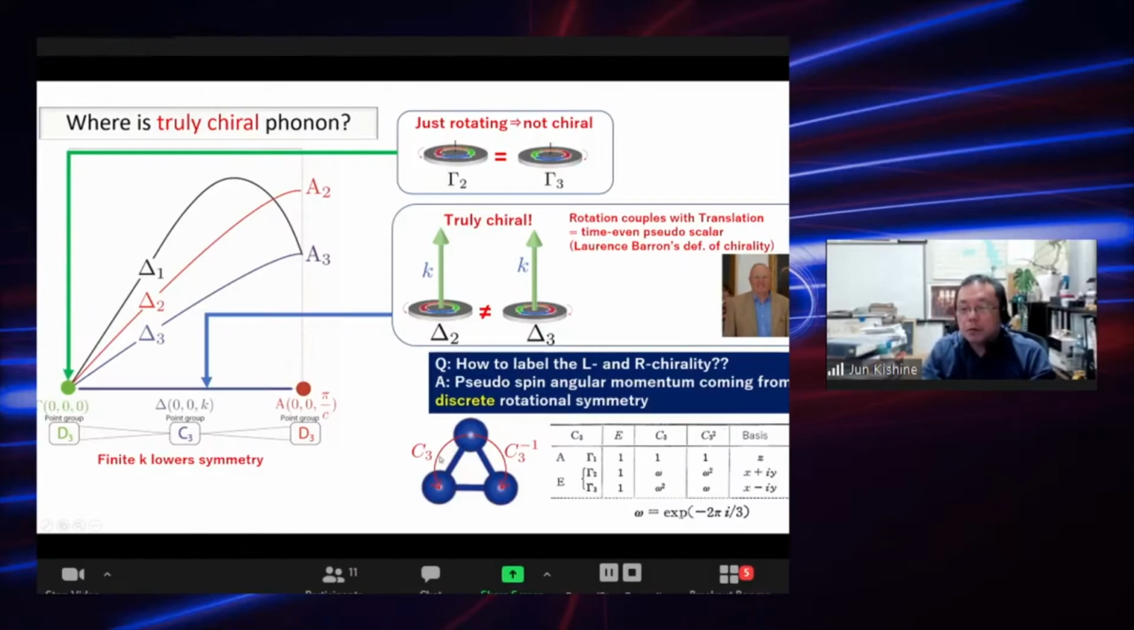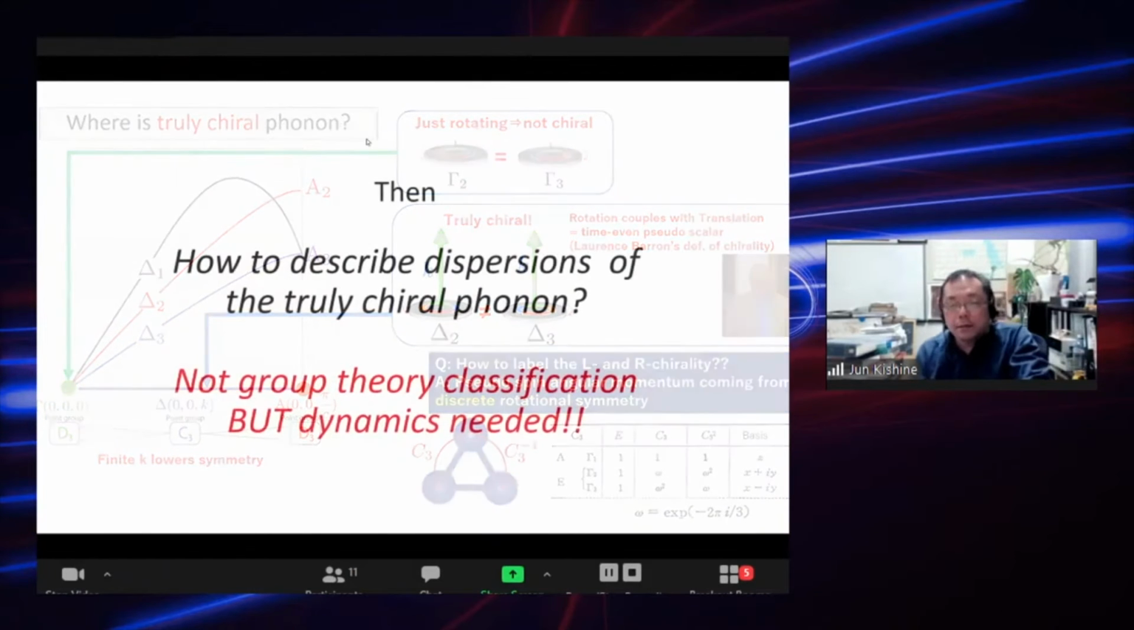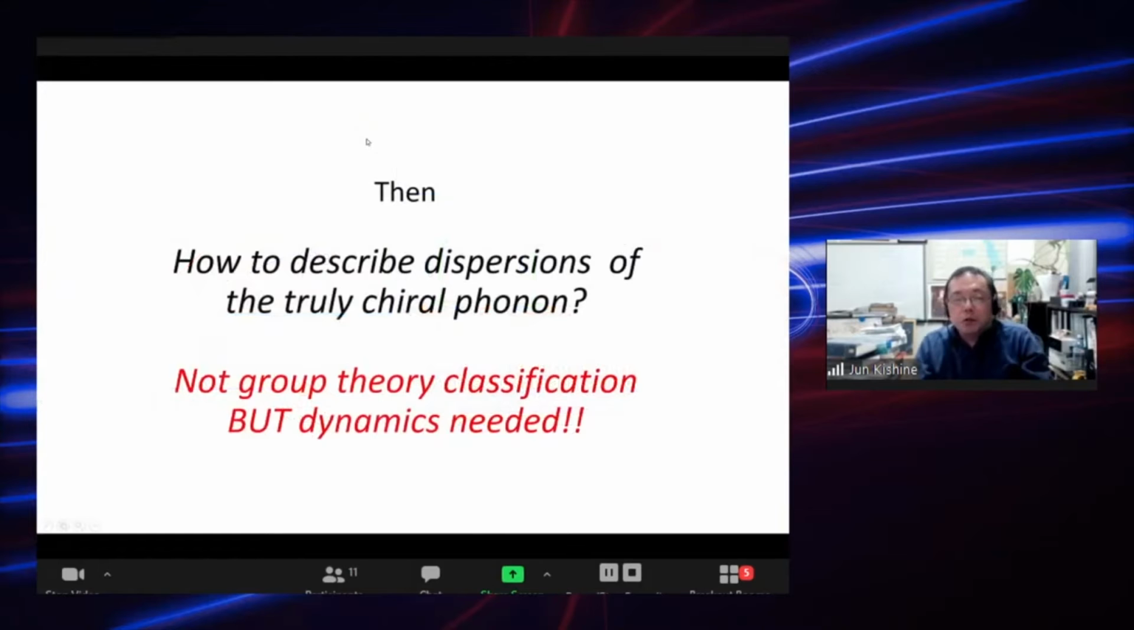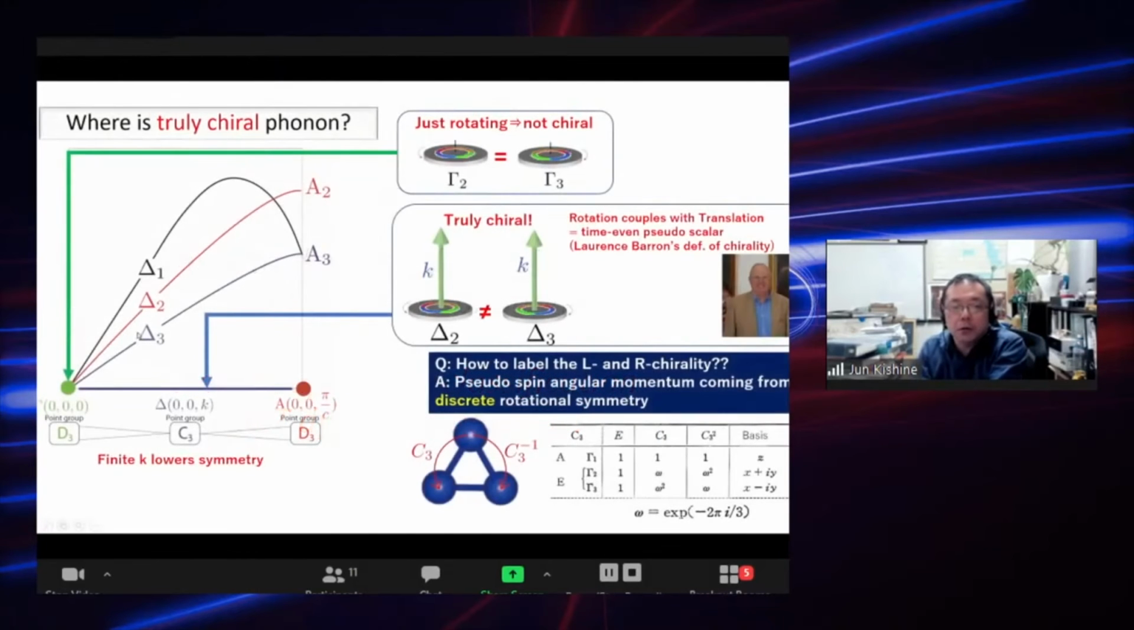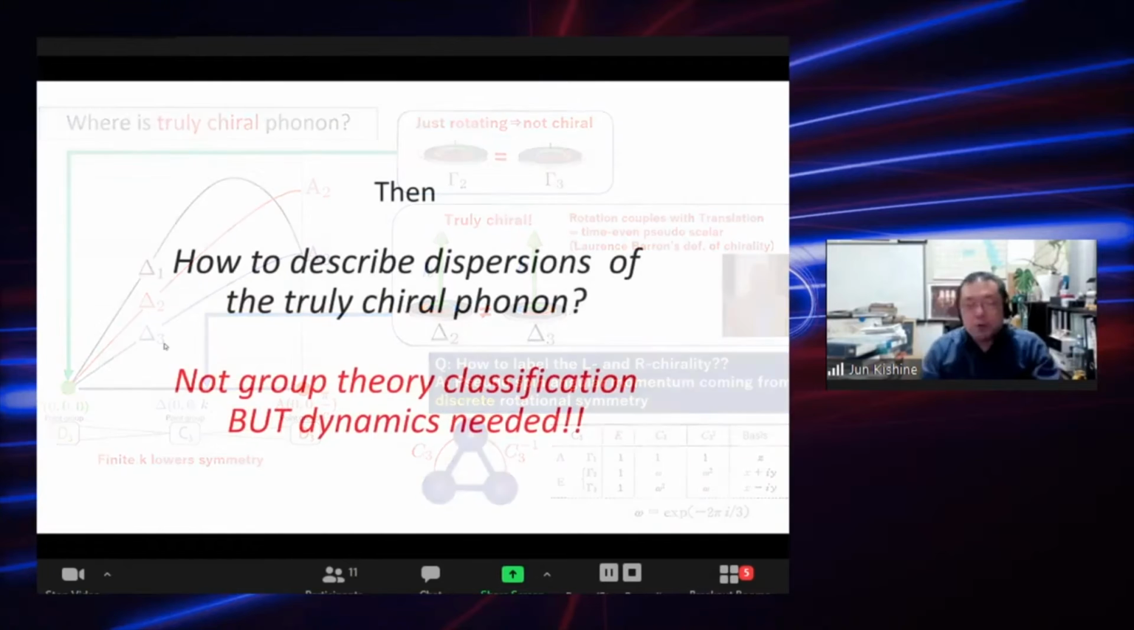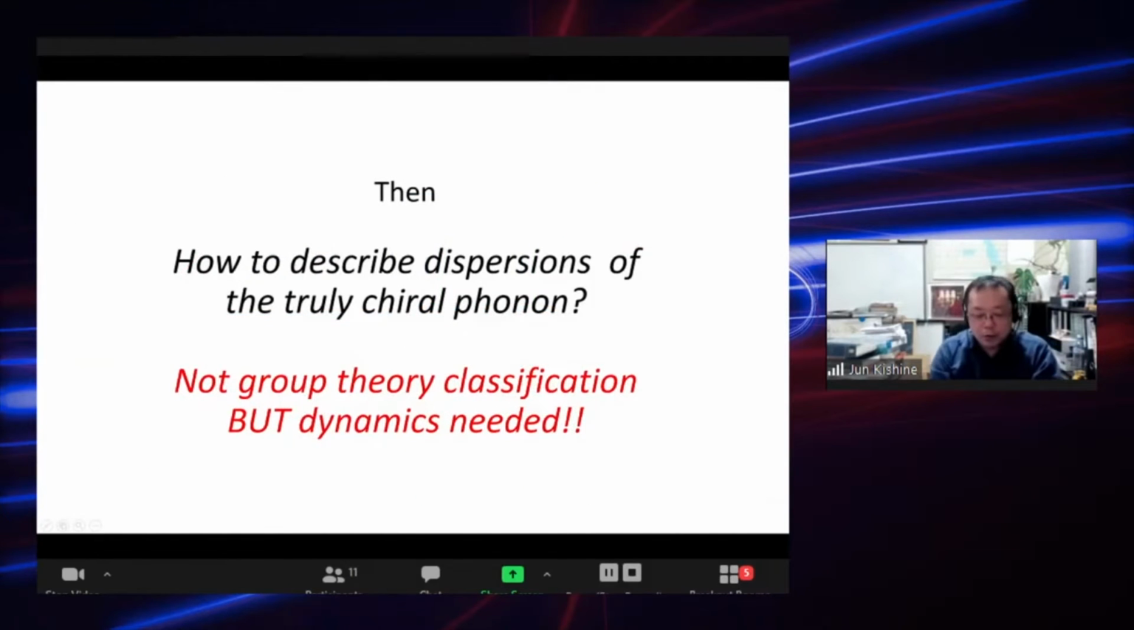This coming from discrete rotation here. Yes, this is very important. Then, the new problem for our theorists arises: how to describe dispersion of the truly chiral phonons. The problem itself is quite simple. How to describe these modes by using an effective model? The question itself is quite simple, but the answer is not so simple.